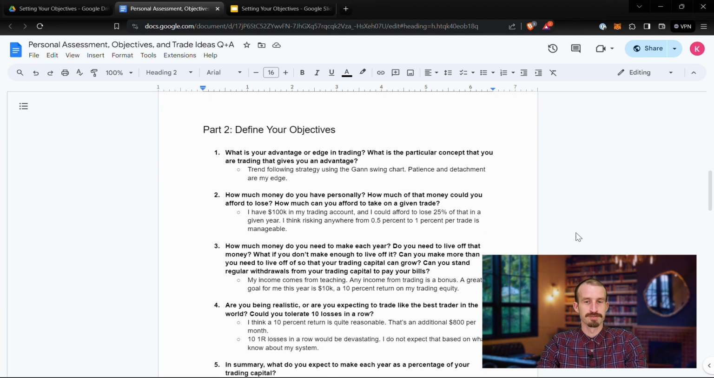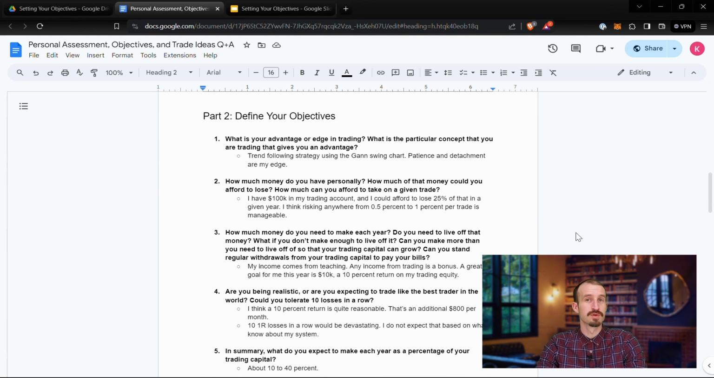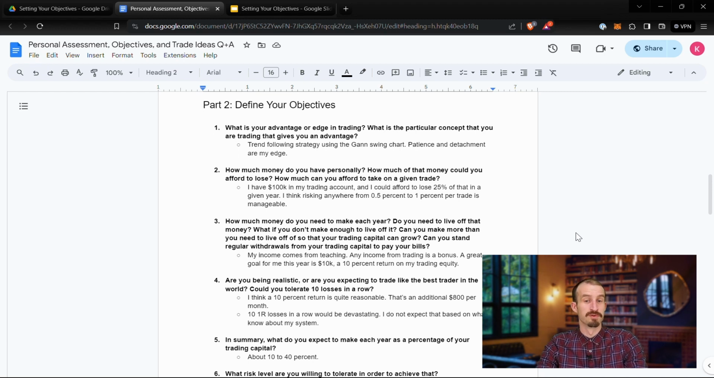Part 2, define your objectives. What is your advantage or edge in trading? Is there a particular concept that you are trading that gives you an advantage? So for me, I follow a trend following strategy using the Gann swing chart. Maybe for you that's different. In some future videos, we're going to talk about some trading strategies.